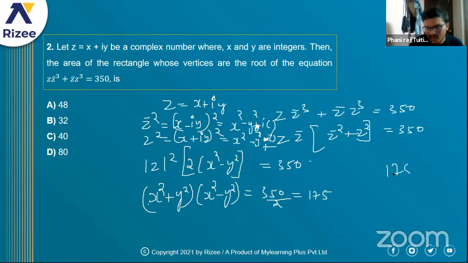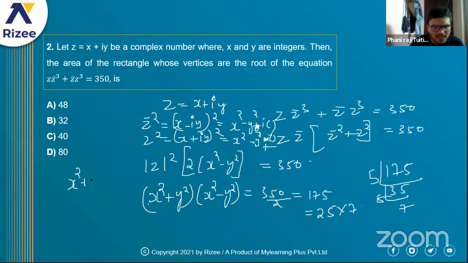Let's see. Obviously, it's divisible by 5. 5 3s are 15, 5 7s are 35. So this is the same as 25 into 7. Now 25 is bigger than 7, so 25 must be x square plus y square and x square minus y square must be 7. Let's solve it. X square plus y square equal to 25. X square minus y square equal to 7.